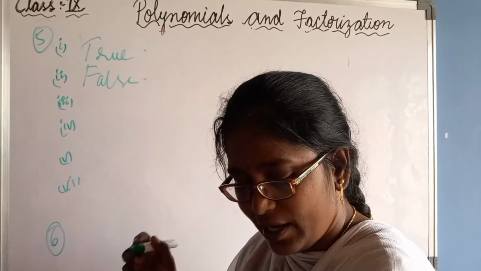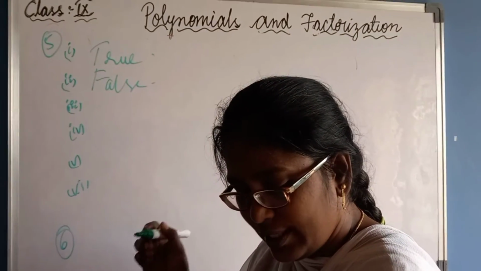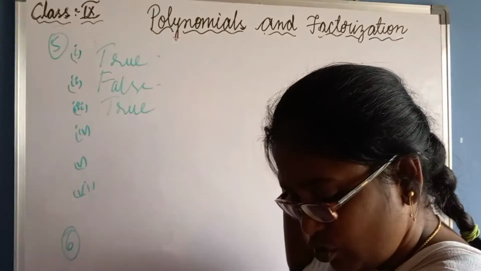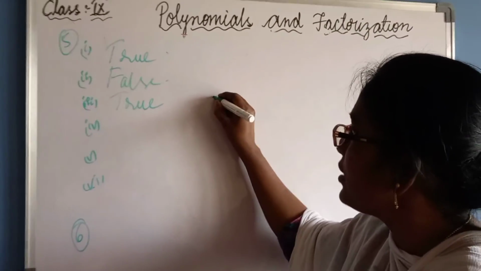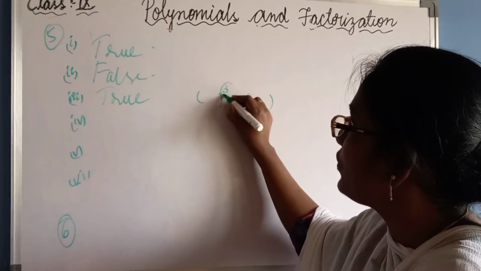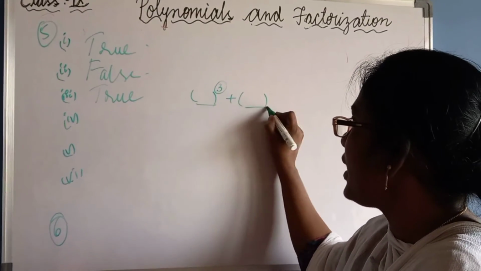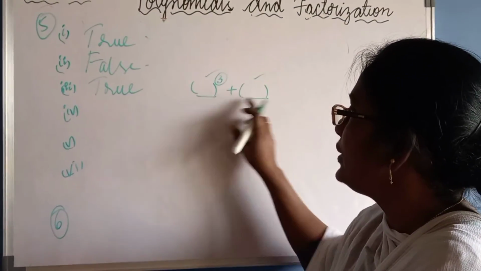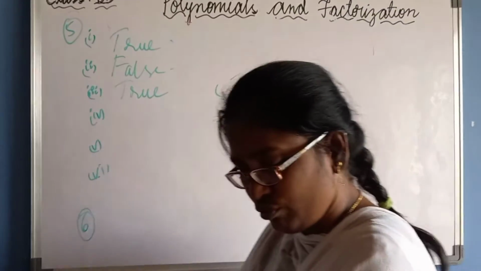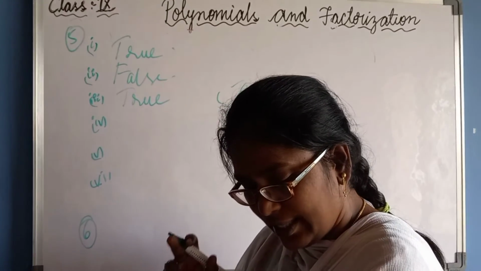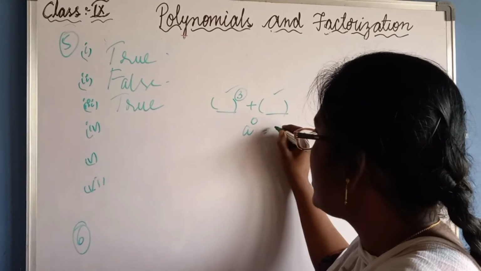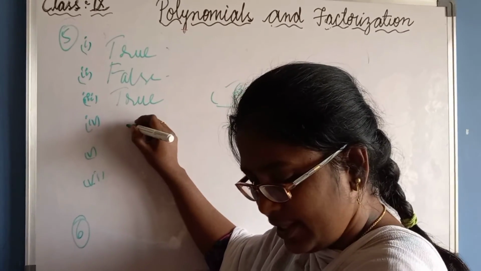Now the third one, a binomial may have degree 3. So it is true. Why? A binomial has, suppose, this is one term and this is one term, which may contain the power 3. So a binomial means only two terms which may have the power of 3, hence it is true. Now the fourth one, degree of zero polynomial is 0. The degree of a zero polynomial is not 0, it will become 1, hence it is false.